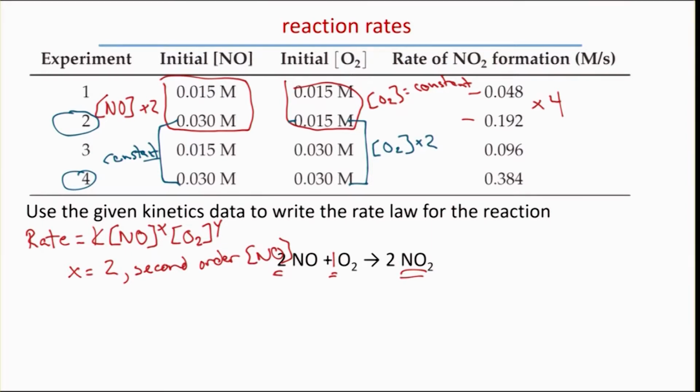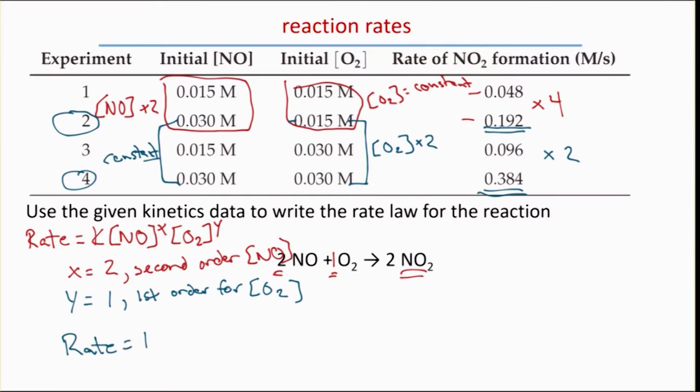So this is concentration of O2 times 2. If we are doubling O2, what effect does that have on the rate of this reaction? The two rates we're going to be looking at are these two right here. You want to divide the 0.384 by 0.192, and you will see that the rate went up by 2. So when you doubled the concentration of O2, the rate went up by 2. That's a 1-to-1 correspondence. That's telling us that Y is 1, and it's first order for O2.